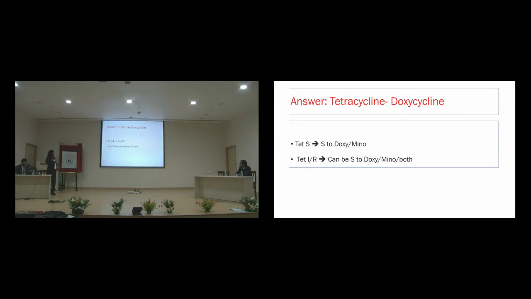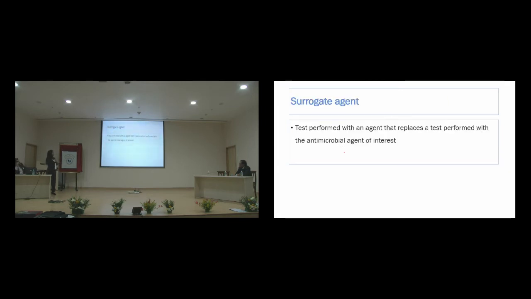Tetracycline sensitive means it is sensitive to doxycycline and minocycline. If tetracycline is intermediate or resistant, it can still be sensitive to doxycycline, minocycline, or both. You cannot take it as a surrogate agent. So what is a surrogate agent? Test performed with this agent replaces the test performed with the antimicrobial agent of interest. Either way, whether it is sensitive or resistant, the interpretation should be just extrapolated. You need not test the agent of interest again. This is the definition for surrogate agent.